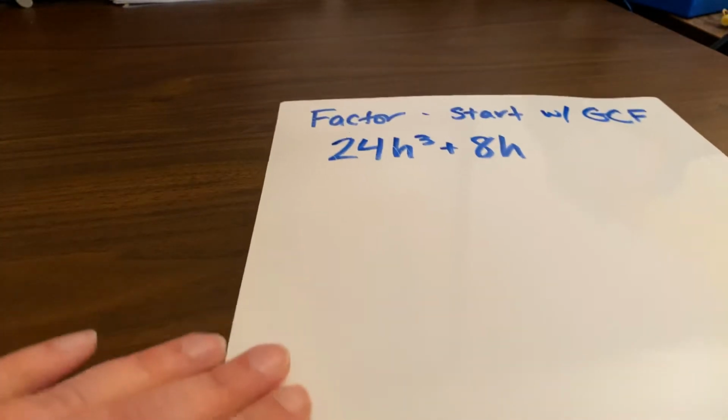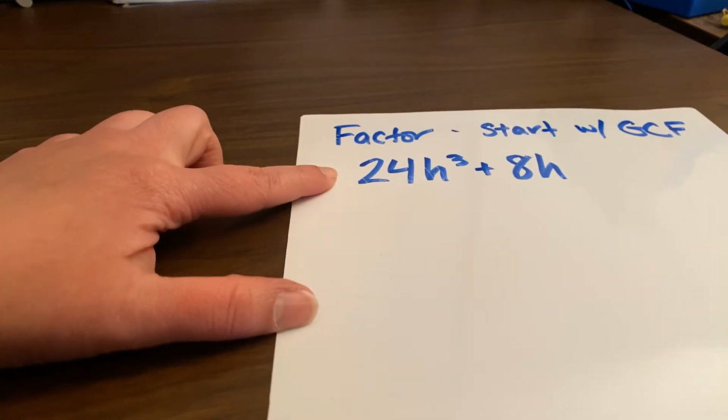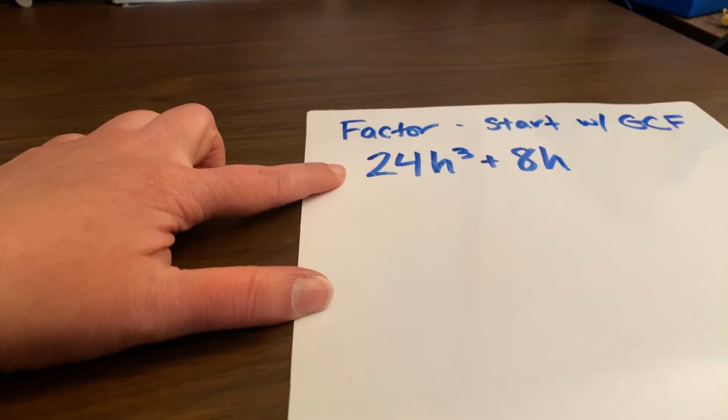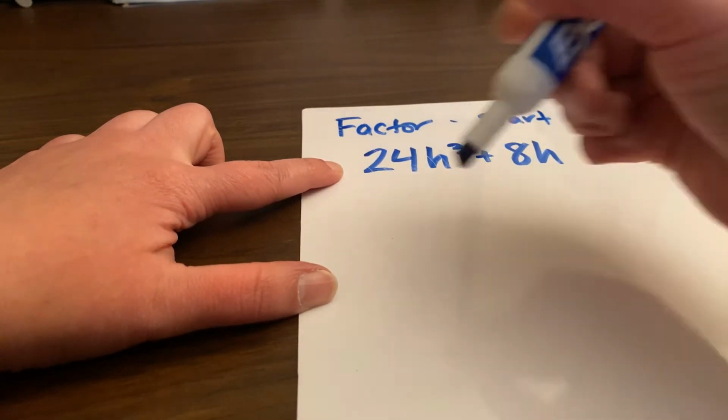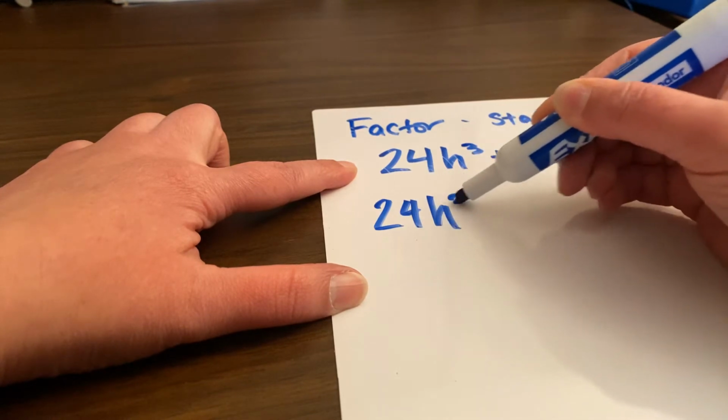We have to review factoring a little bit, right? And we haven't discussed all of the factoring just yet, but when we factor something, we always want to start by looking for the greatest common factor. What things multiply to 24h cubed? What are the factors of 24h cubed?